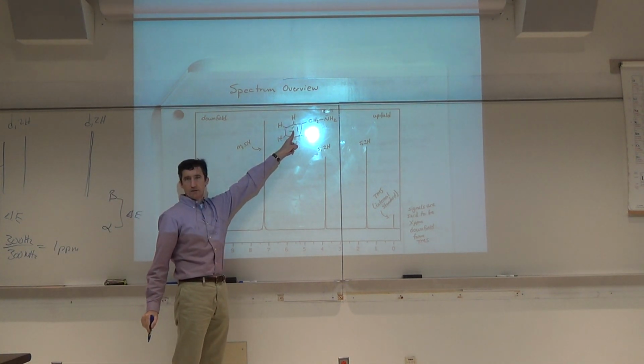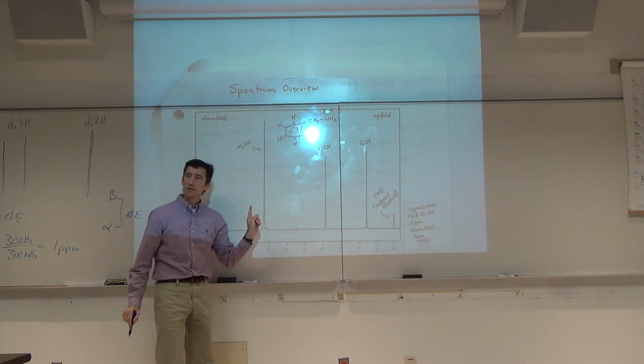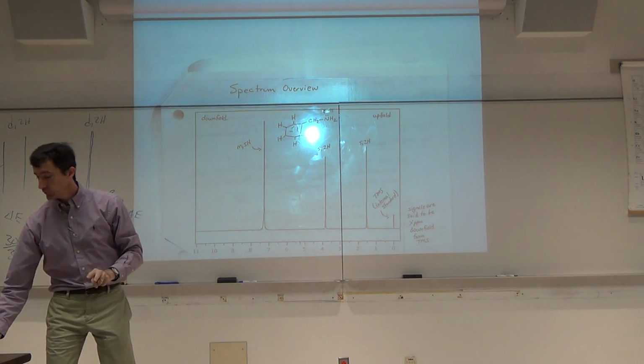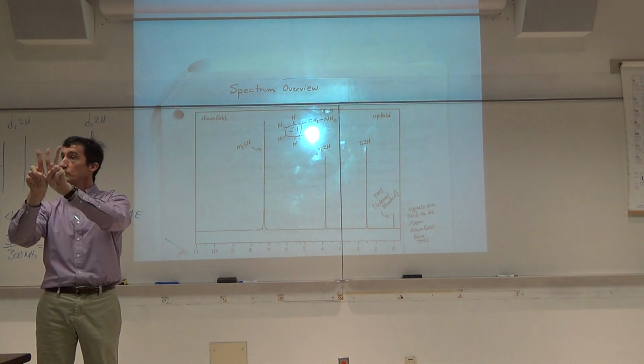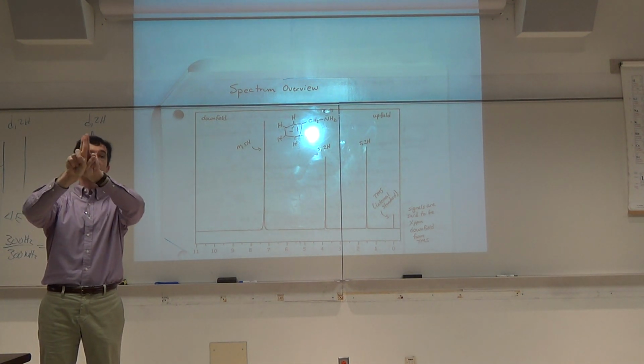Theoretically, you expect 3 signals. In practice, sometimes you only get 1 or less because those 3, instead of being separated out, may be so similar that they're all just on top of each other.